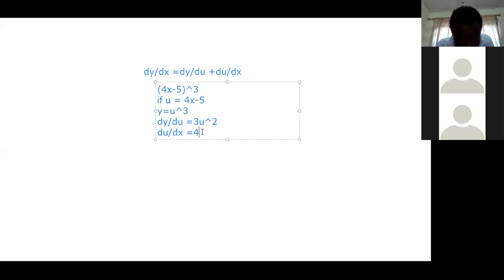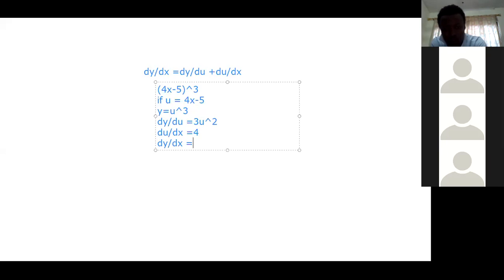Are we there? Then we come and substitute into our general formula. This said that dy is equal to dy du plus du dx. Is it this general formula? Yes.